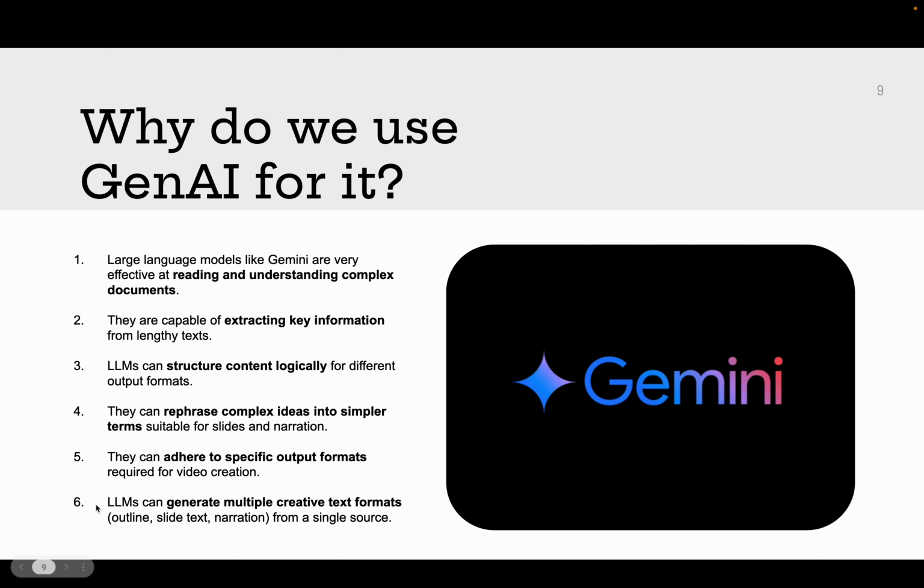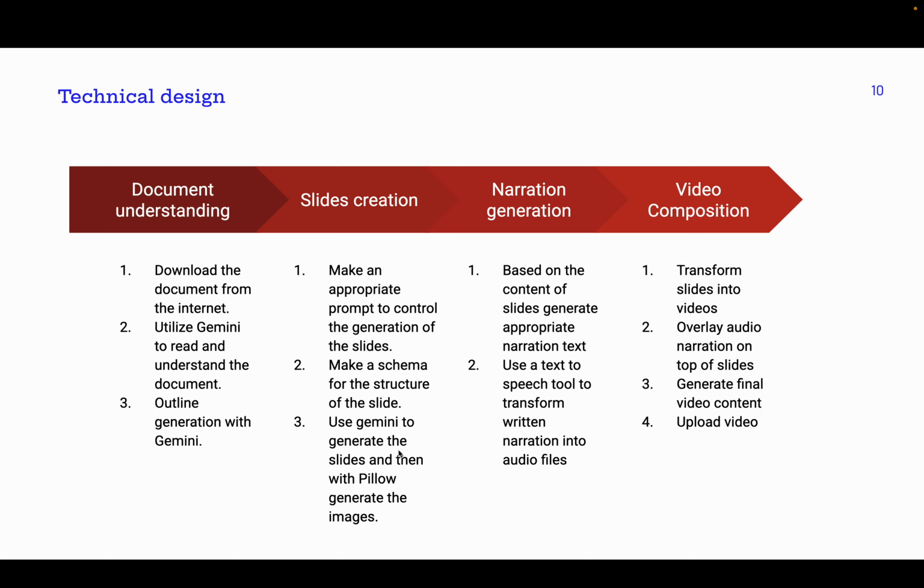Then they can generate multiple text formats like slide text, narration, outline, and so on from a single source. This is the technical design. First, for document understanding, we download the document from the internet, utilize Gemini to read and understand the document, outline generation with Gemini. The second step will create the slides.